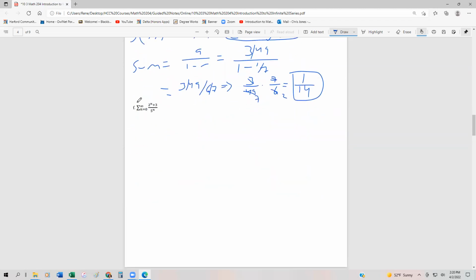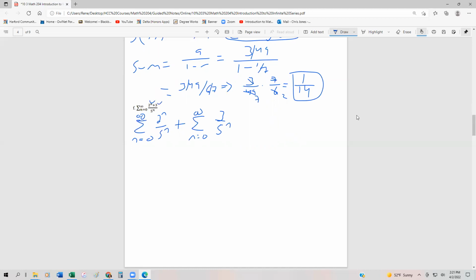This is another example of a series that looks like it's kind of geometric, but not quite. Here's how we're going to tackle this one. We're actually going to split this into 2 separate series. So let's write this as the series n equals 0 to infinity of 2 to the n over 5 to the n, plus the series n equals 0 to infinity of 3 over 5 to the n. So we're just splitting that into 2 series because we have 2 terms in the numerator.